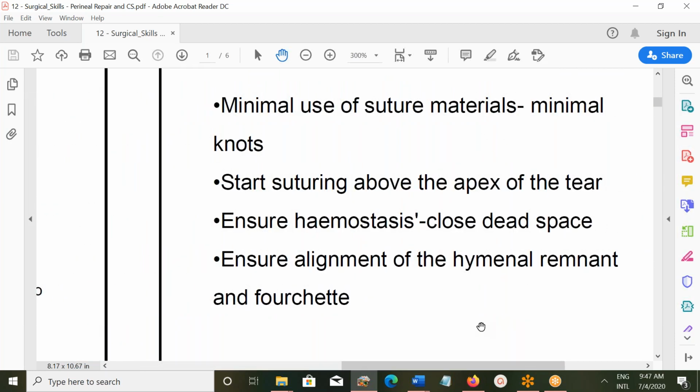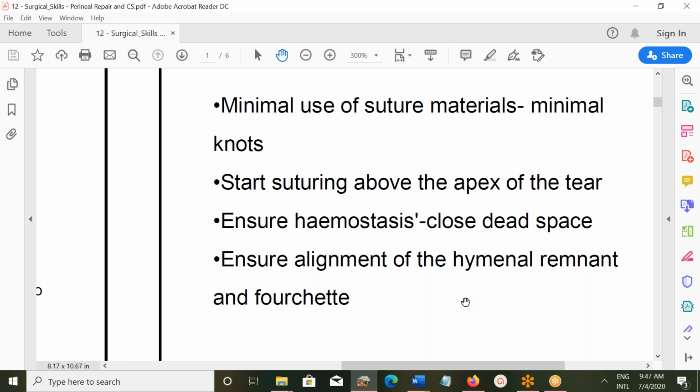There are certain protective precautions, like you should use the minimum amount of suture material, because as you know, there will be an inflammatory reaction. So the more suture is left behind, the more reaction, more adhesion formation, more discomfort, more disfigurement. Then you have to hold the apex of the tear, and you have to go 1 centimeter above the apex of the tear and start suturing from there.